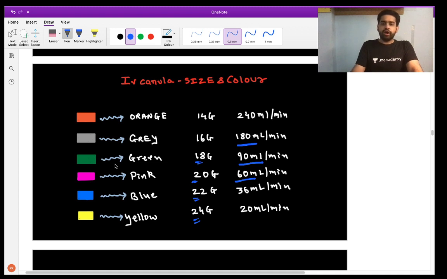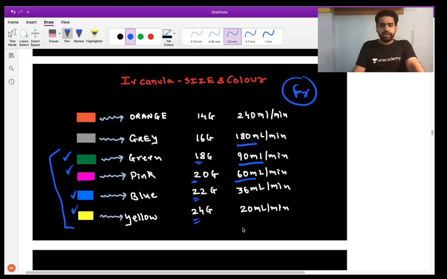Okay, right. Another thing is, what is the French? So I'll just tell you about 2 points of the French. See, there is no kind of mnemonic for this, but it's not that difficult actually. Just remember these: green, pink, blue, and yellow. These are the ones which we most commonly use in the wards.